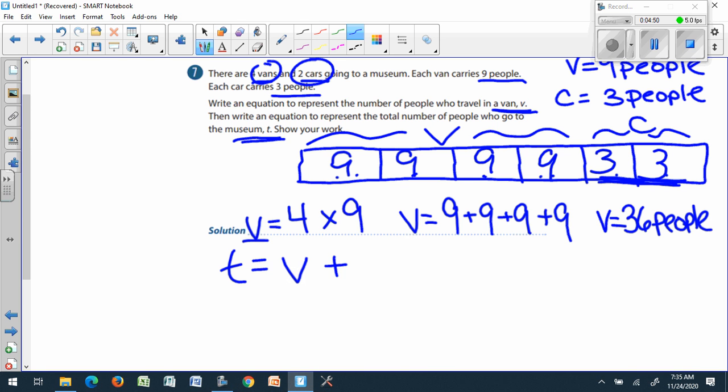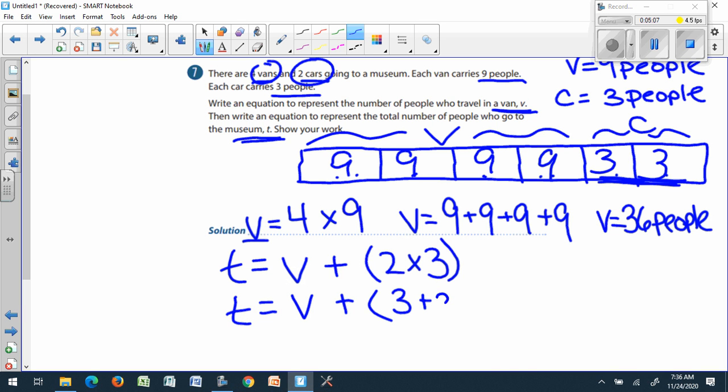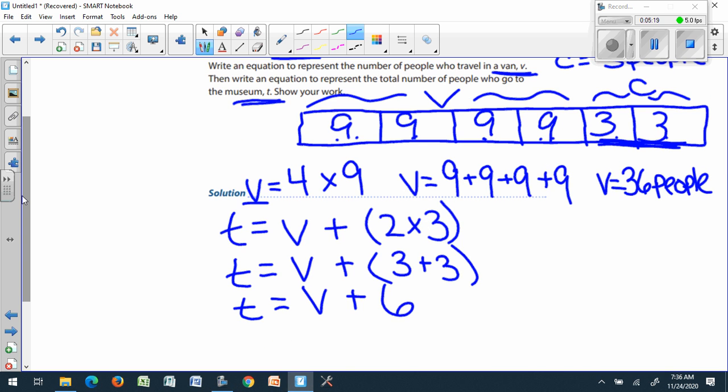So T equals V plus, I'm going to use my parentheses to know that I am putting this in a group, and then I'll add it to the total. I could do V plus 3 plus 3. Or I could do T equals V plus 6. All of those work. This one is the main goal, though. That's the one where it shows that you understand that you're using multiplication here and you're adding your variable.